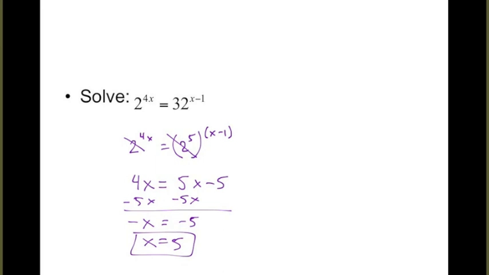Again, you don't have to, but you can always check your answer by plugging it back in. If I plug in a 5, I would get 2 to the 20th and 32 to the 4th. Now I have no idea what those are, but you could grab a calculator and plug them in and confirm that you do in fact get the same answer for both of those. Questions?